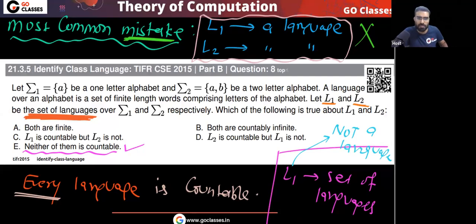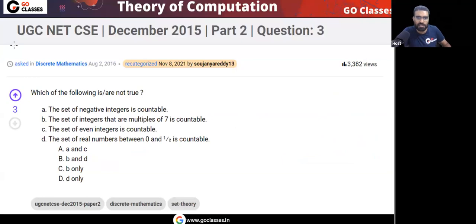Now let's move on. Tell me the answer for this question. This is a UGC NET Computer Science December 2015 question. Let's solve it. Which of the following statements are not true? See, the question is asking for not true.